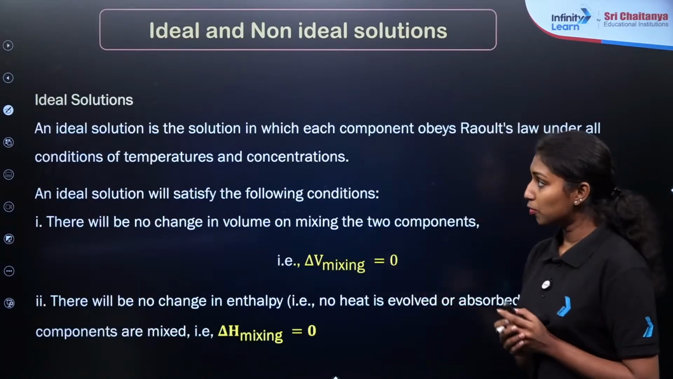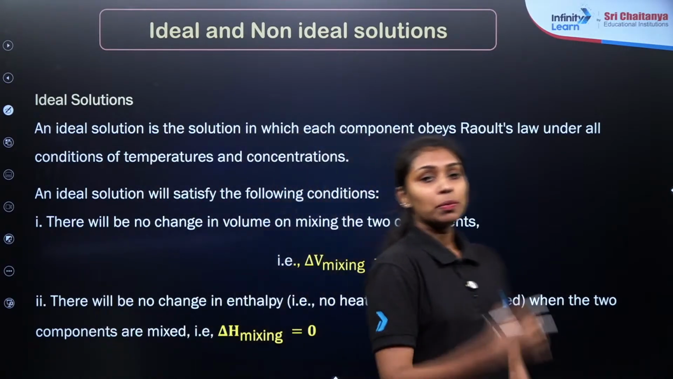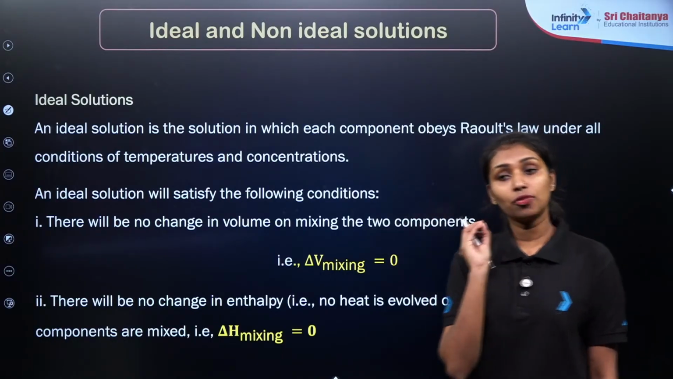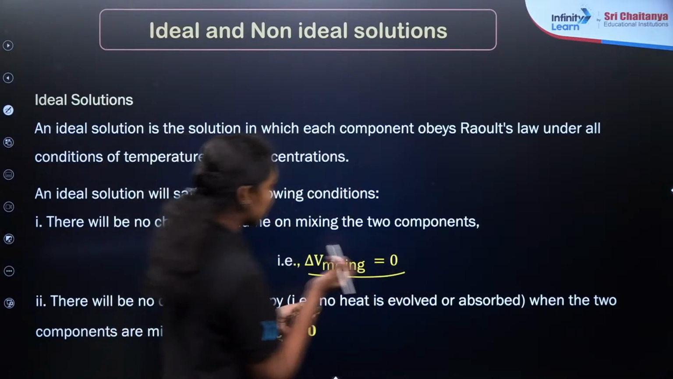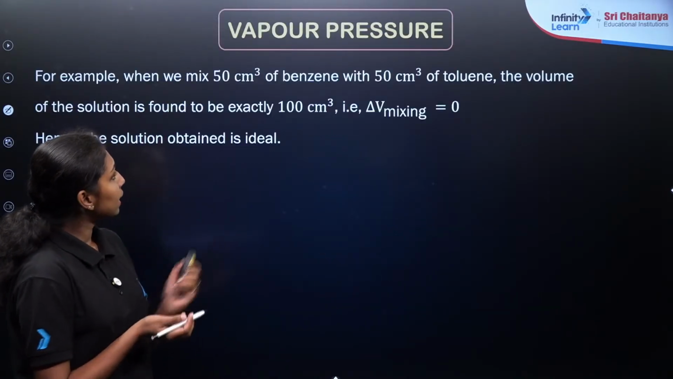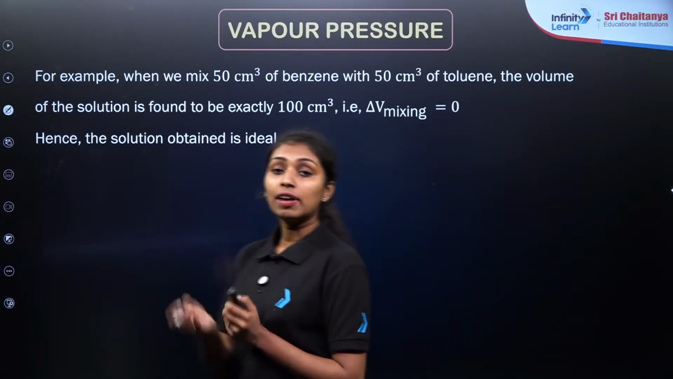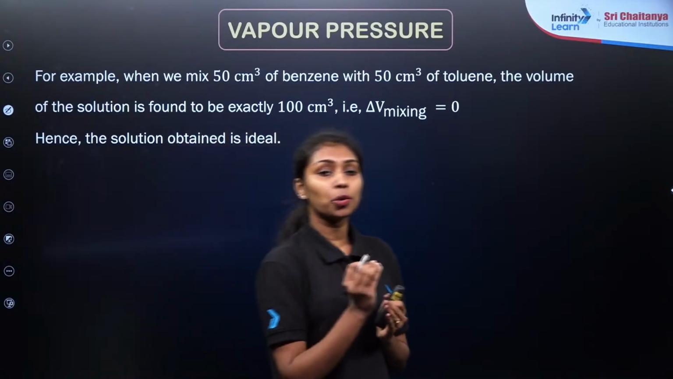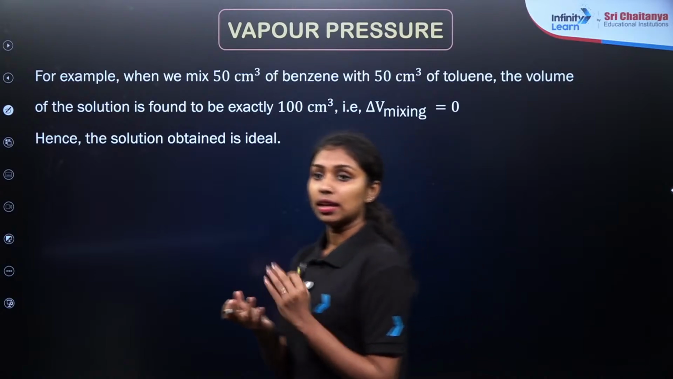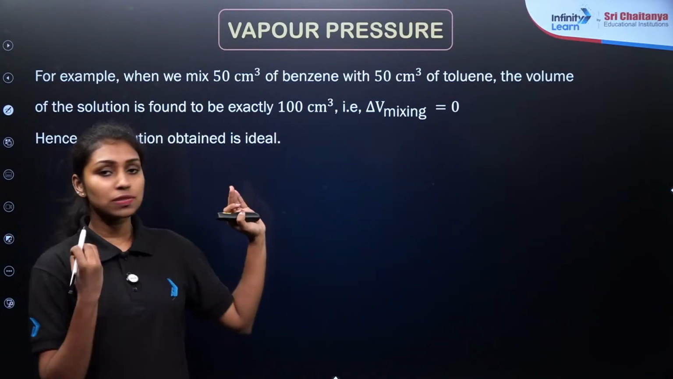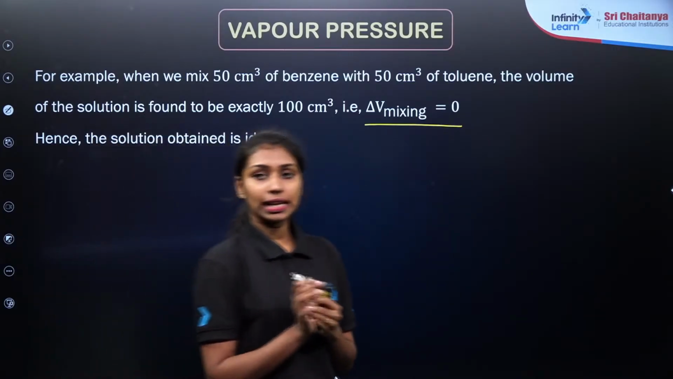If you are talking about the volume of mixing, in the case of an ideal solution, if you mix any two components, you will get the total volume as the same, which means delta V mixing is equal to 0. For example, if I take 50 cubic centimeters of benzene with 50 cubic centimeters of toluene, you will get a total of 100 cubic centimeters of volume. Which means the total volume before mixing is equal to the total volume after the formation of the solution. So delta V mixing is equal to 0 in the case of an ideal solution. Is that clear?